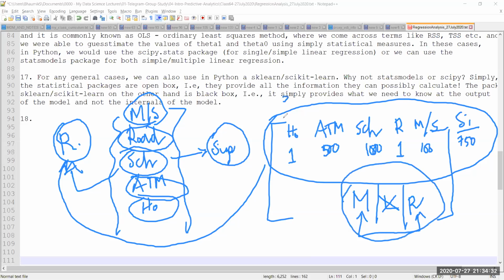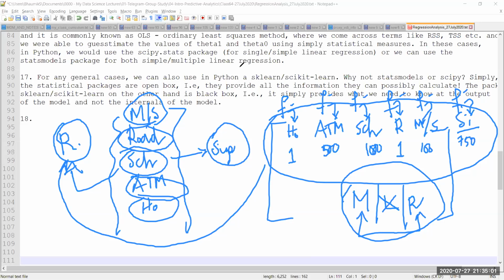Now, some factor will be affecting the presence of a hospital. Some factor will be affecting the presence of an ATM. Some factor will be affecting the presence of a school. Some factor affecting whether there is a road. Some factor affecting whether there is a medical shop. Some factor affecting what is the size of the house. All of these factors are now going to play a pivotal role in the calculation of my equation.